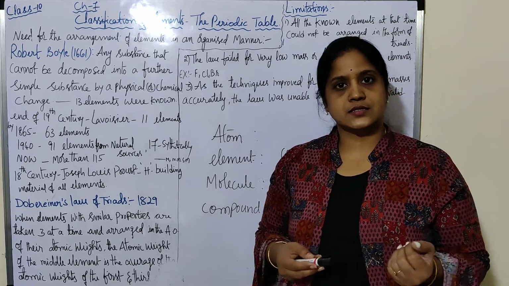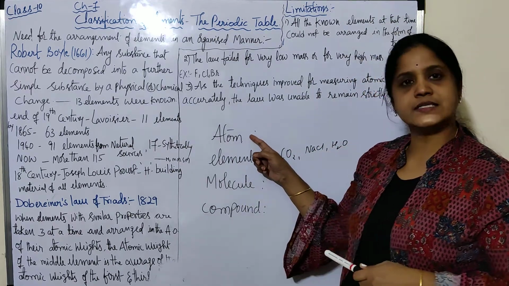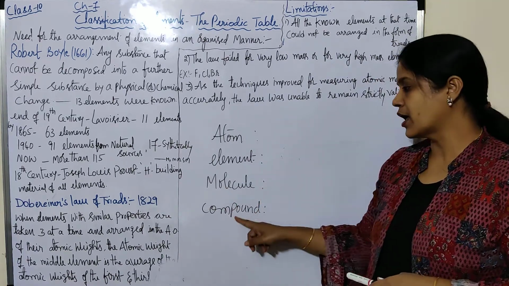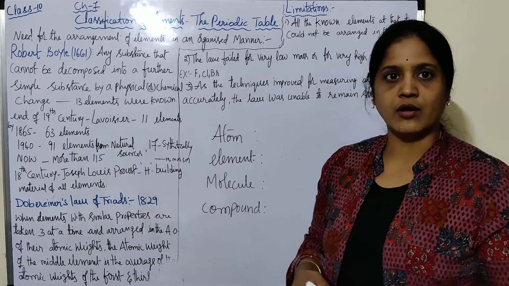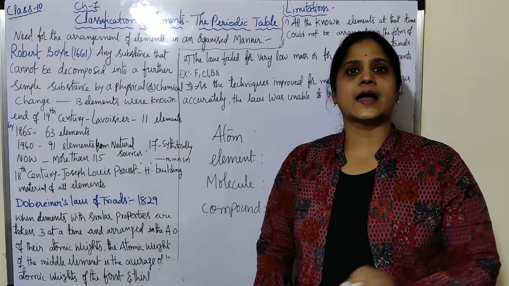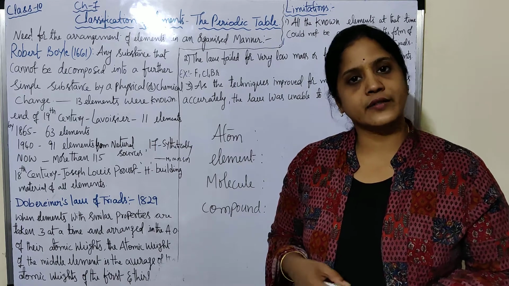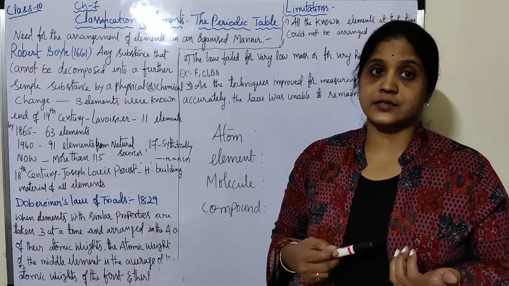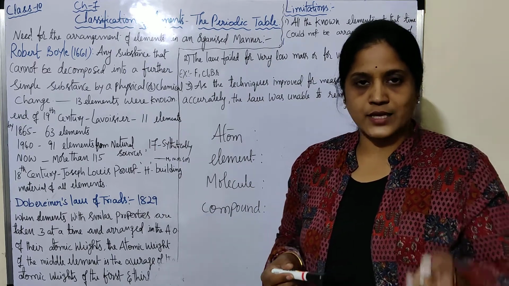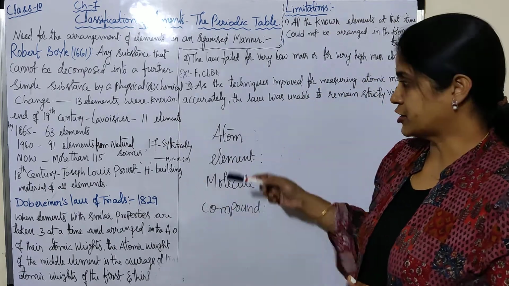In the previous class, that is 9th class, you all learned the definitions of what is an atom, what is an element, what is a molecule, and what is a compound. Let us recall all these definitions. What is an atom? An atom is the smallest particle, it cannot be further divided, it cannot be seen with our naked eye, and it is the smallest particle of an element. This is the definition of an atom.